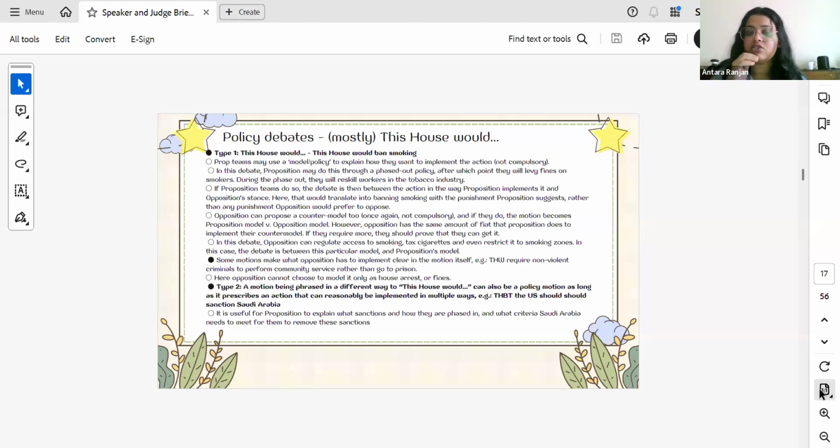What does this mean? Let's start with the most basic example, and the first type of policy debates, which are "this house would ban smoking", right? What does it mean in the motion "this house would ban smoking"? Firstly, side government can give us a model or a policy which will explain how this motion happens, right? How are we going to be banning smoking? What does this look like?